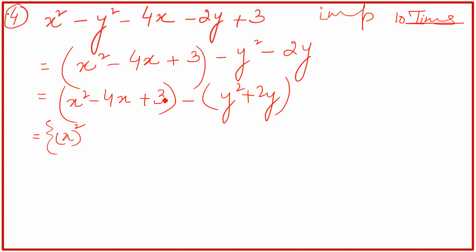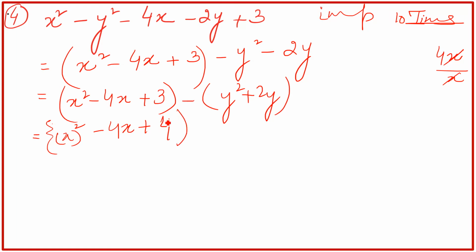Actually, it should be 4. How do I know that it should be 4? See, the center term is 4x. And what is the first square? It is x divided by x. So it should be a 4. And in the question, it is 3. It means we have to add 1 here. It should be 4, not 3.